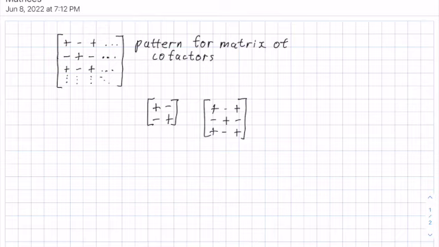But for now, just remember that when you use the pattern for a matrix of cofactors, it's like multiplying with either positive 1 or negative 1, and that's for each term of the matrix. It'll make more sense once I show you. For now, just remember this. I'll come back to it later.